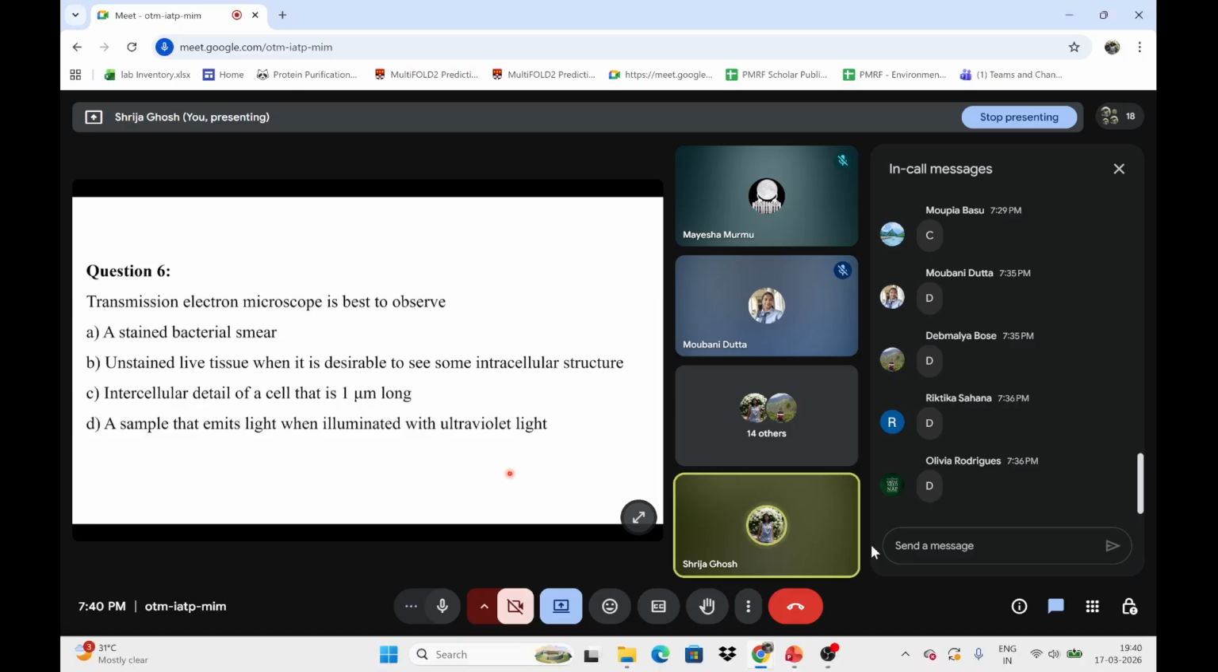What is the purpose of using transmission electron microscope? A stained bacterial smear, unstained live tissue when it is desirable to see some intracellular structure, intercellular details of a cell that is 1 micrometer long, or a sample that emits light when illuminated with ultraviolet light. What would be the correct answer?